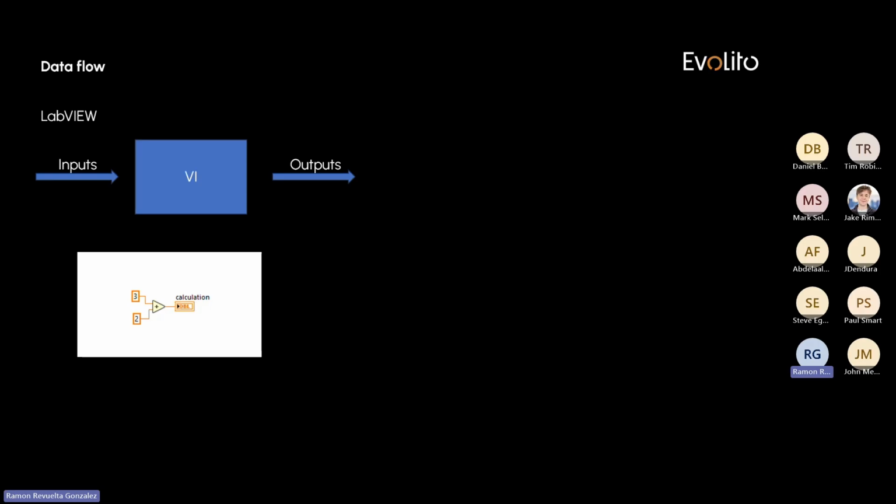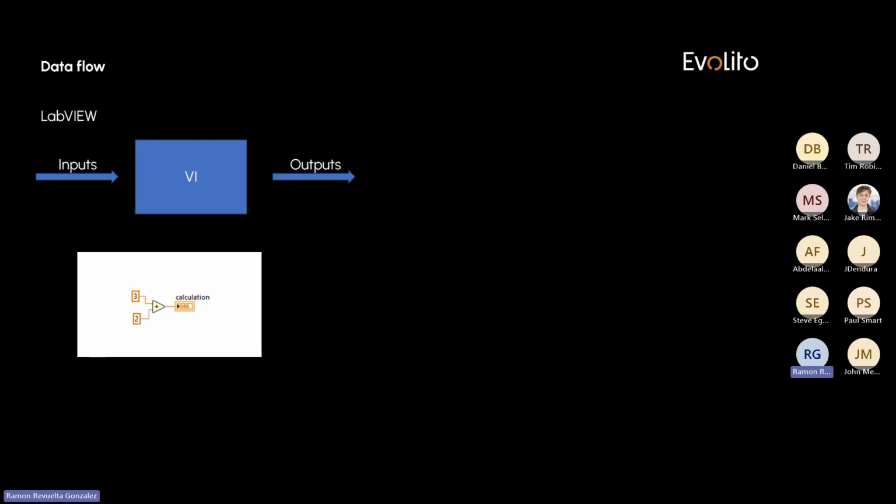So how does data flow in LabVIEW? I'm pretty sure we're all very familiar with this. I've kept it very simple. You've got your inputs, you've got your VI or your function, and then they produce an output, as long as the inputs are met.